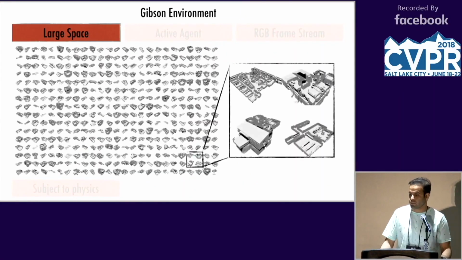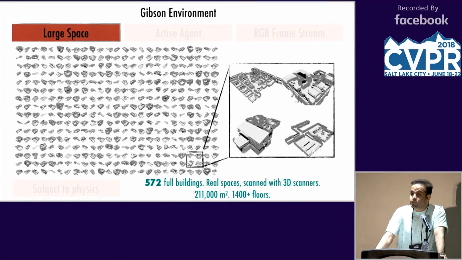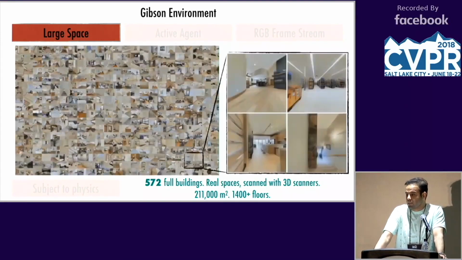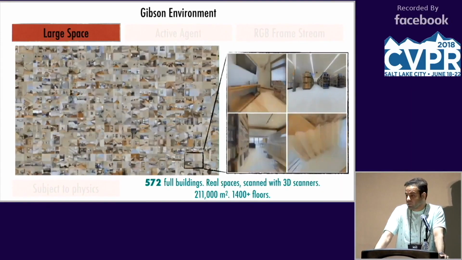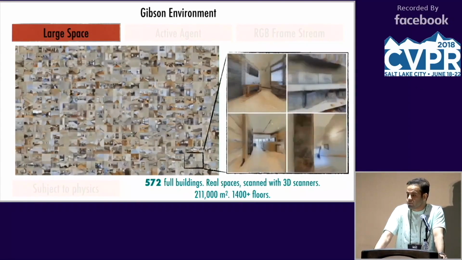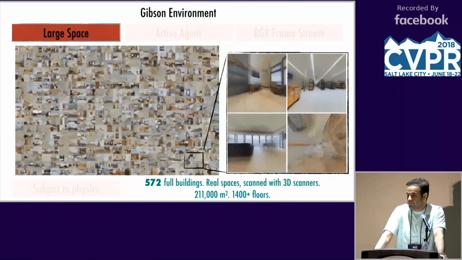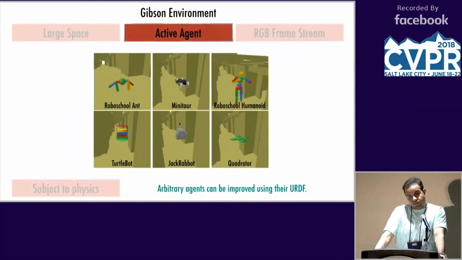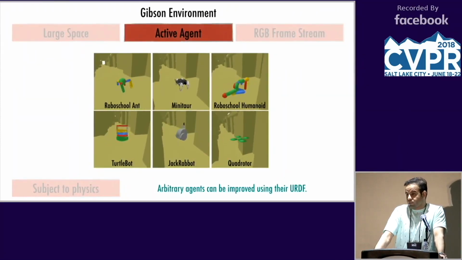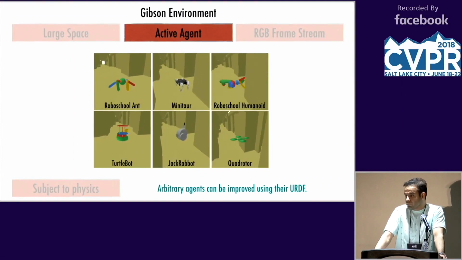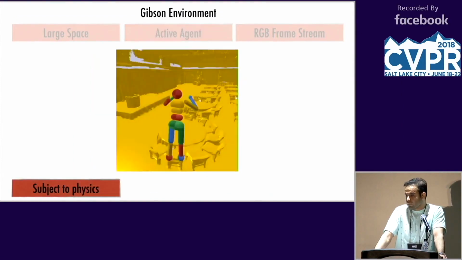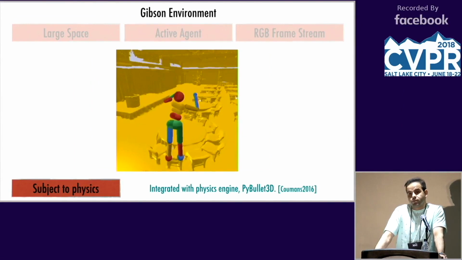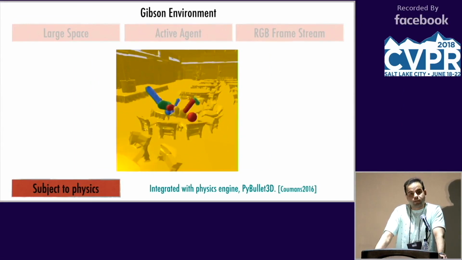All right, so here's some more details. There are 572 buildings in Gibson's database. These are all real, full buildings. They are not synthetic, and they are scanned with 3D scanners. They can be explored in Gibson Simulator. On the right, you can see some random explorations, for instance. And you can import an arbitrary agent if you have its URDF. And the physics constraints are enforced by integrating the PyBullet physics engine.